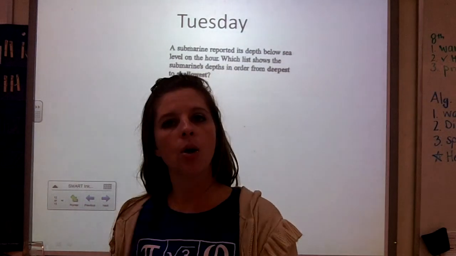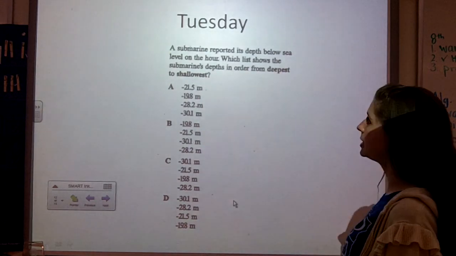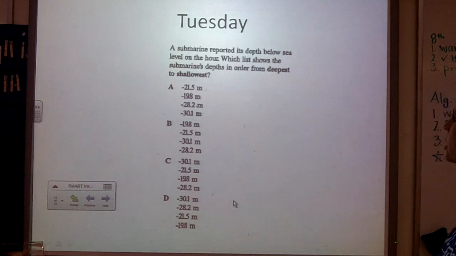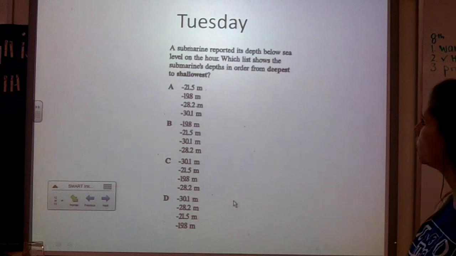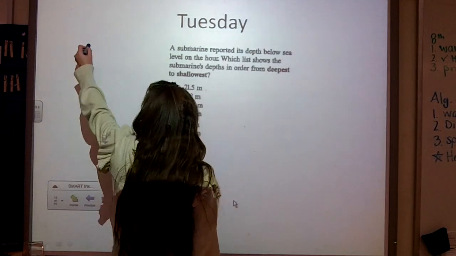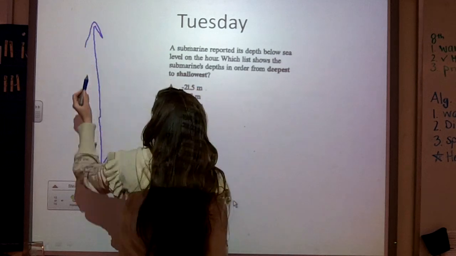Alright, we're going to go ahead and go over the warm-up. A submarine reported its depth below sea level on the hour. Which list shows the submarine's depths in order from deepest to shallowest? If we have a number line, these are best solved using a vertical number line.